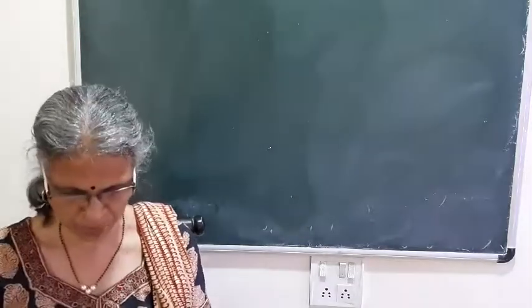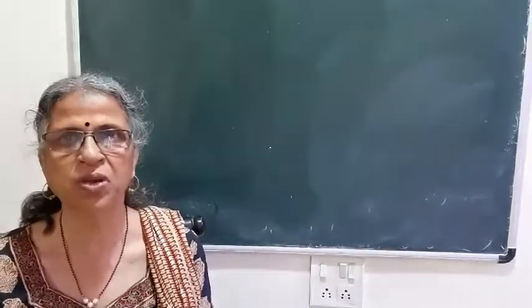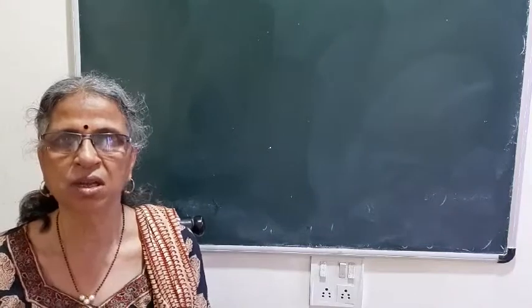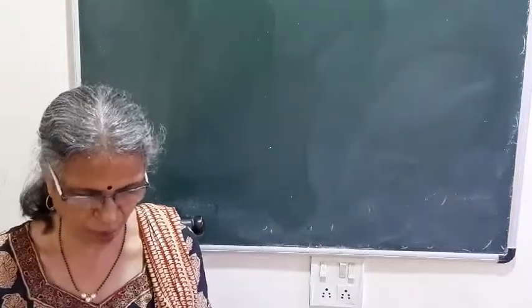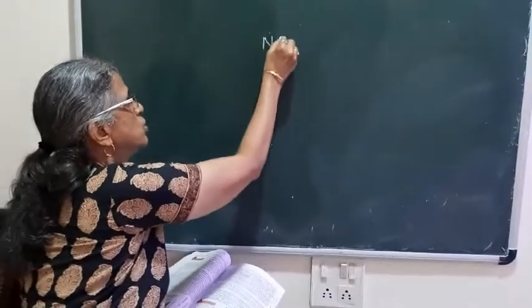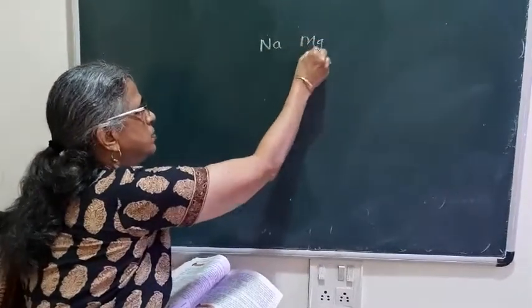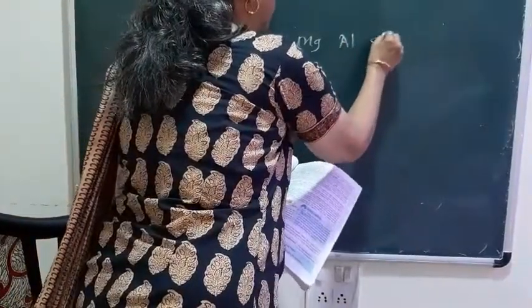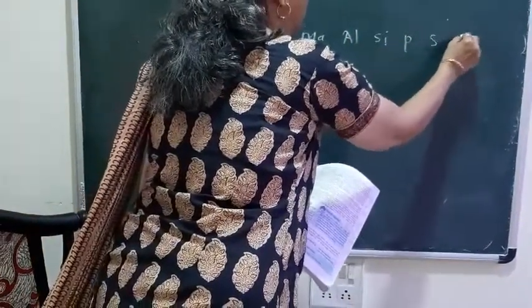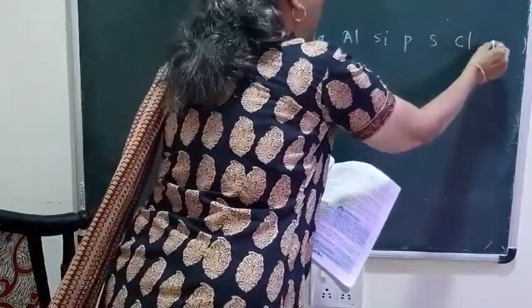Now we are going to see page number 26, in which we are going to see the trends regarding the metallic and non-metallic character. They have given you 'use your brain power', page number 26, top. Look at the elements of the third period and classify them into metals and non-metals. So third period elements, that means we are going to consider sodium, then magnesium, then aluminium, silicon, phosphorus, sulfur, chlorine, and then argon.